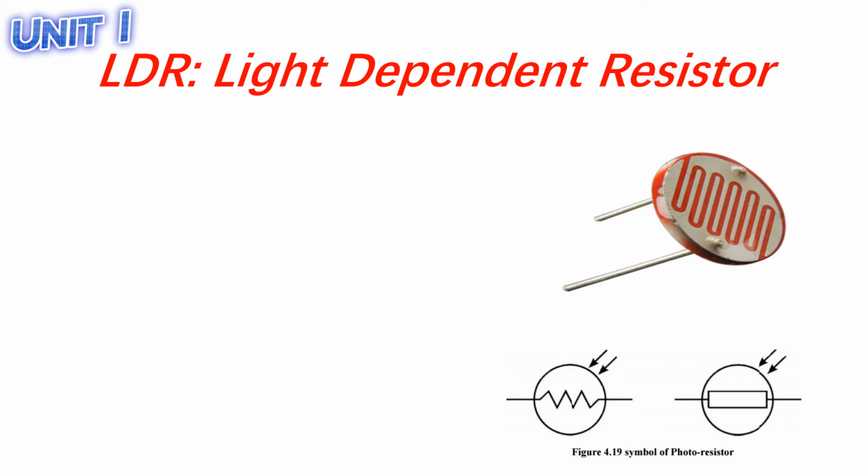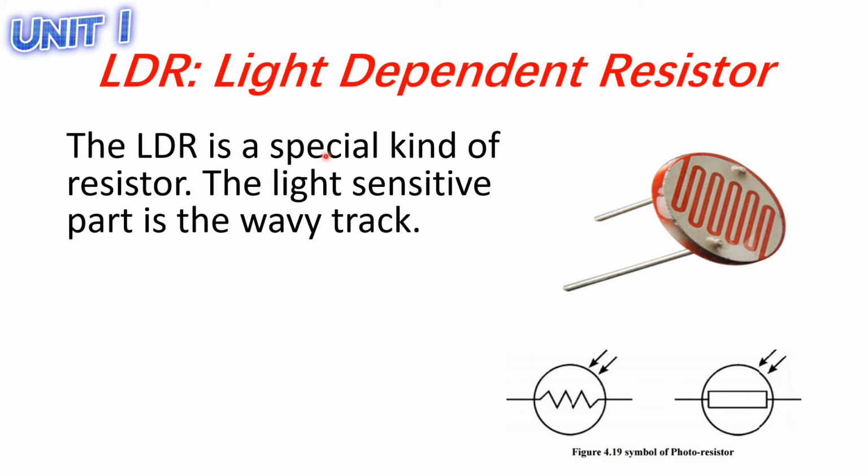Next, we have another type of resistor, which is your light dependent resistor or your LDR. It is a special kind of resistor because it is sensitive to light. I think you have noticed this one. At home, if you have a night lamp, sometimes if the room is dark, it will automatically turn on. And if it is bright, then it will automatically shut down. So this LDR is sensitive to light. If you look at the track, it is a wavy track.